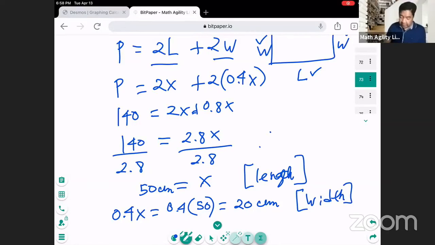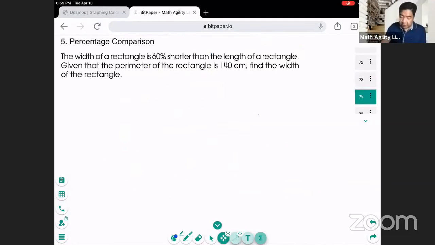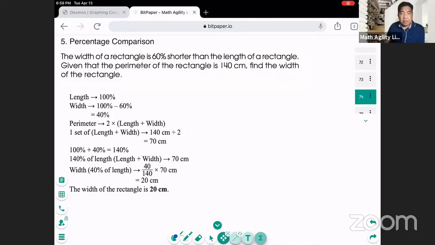Okay. So this is how I will solve this kind of problem. And now let's see how Singapore Math will solve this kind of problem. Okay, so let's go to the next slide. Again, it's more on the proportion or percentage instead of variable. So length is given here as 100%, and then width, of course, is shorter by 60%. So it subtracted 60% from 100. So we have 40%, right?